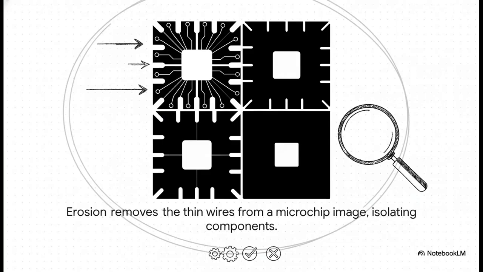This is a fantastic example. What we've got here is a microchip with these really thin connecting wires. Now, because those wires are thinner than our structuring element, that element can never get a perfect fit when it's centered on any part of the wire. And the result? The erosion process completely erases the wires, but leaves the bigger, main blocks alone. It isolates the important parts perfectly.